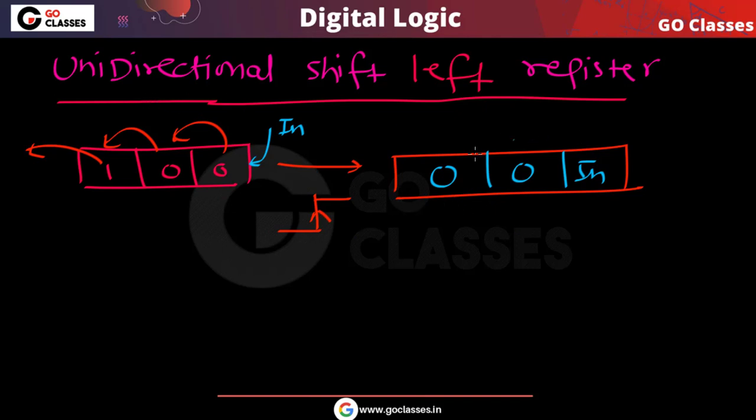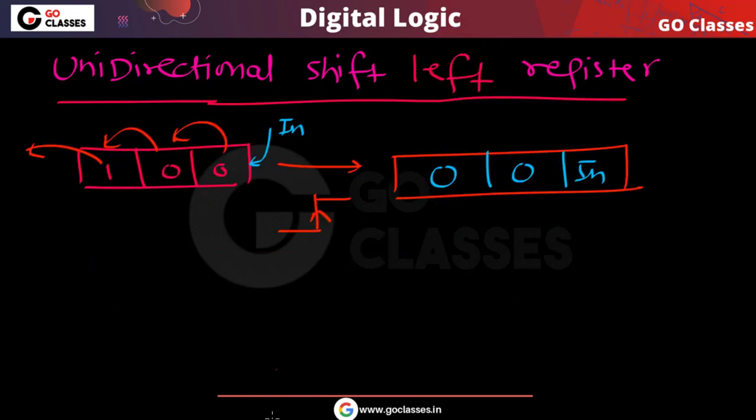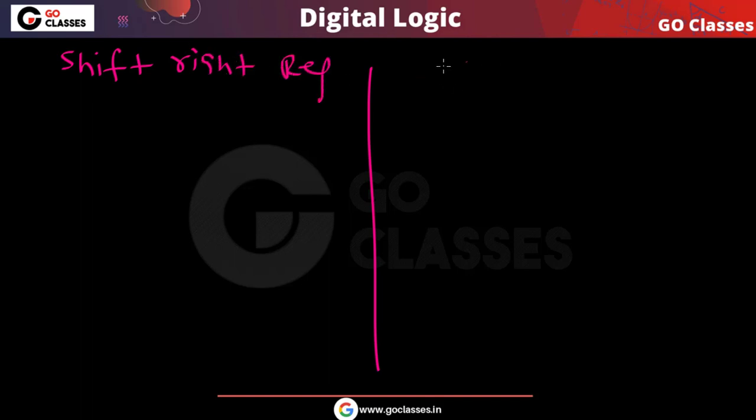This type of register is called a unidirectional shift left register, because in this type of register we can only shift in one direction, that is left. Now how to create this unidirectional shift left register? The idea is very simple, similar to the shift right register. How do we create a shift right register? Similarly, you can create a shift left register. The same idea we will apply on the shift left register.